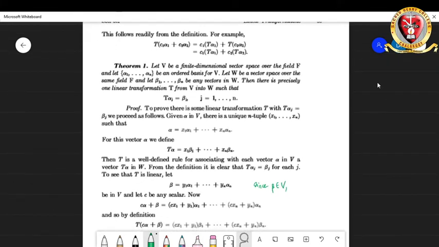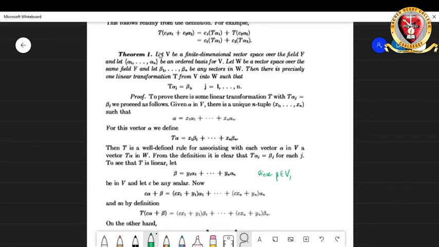And we will prove theorem 1 and wind up our video. Suppose V is a finite dimensional vector space over the field F. And suppose alpha 1, etc., alpha n is an ordered basis for V. That means this basis has a specific order. The first element is alpha 1, the second element is alpha 2, and so on. The nth element is alpha n. Let W be a vector space over the same field F. Let beta 1, beta 2, etc., beta n be any arbitrary vectors in W. Then there is precisely one linear transformation T from V to W such that T of alpha j is equal to beta j.